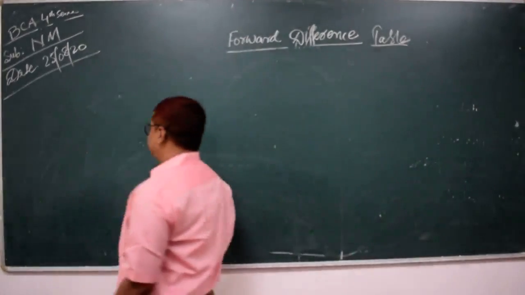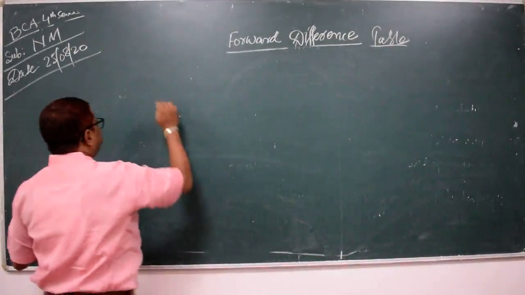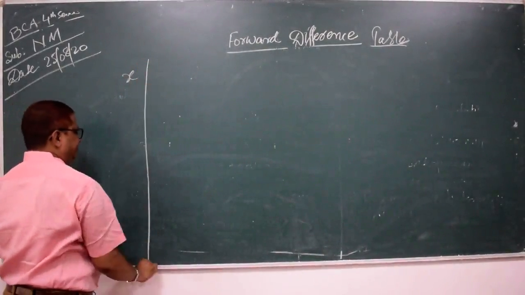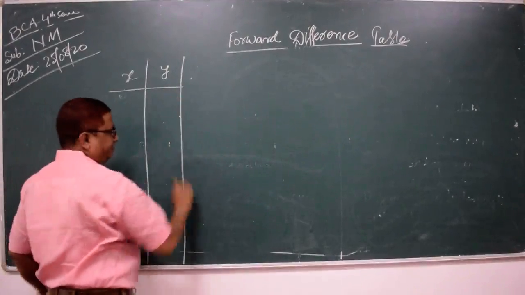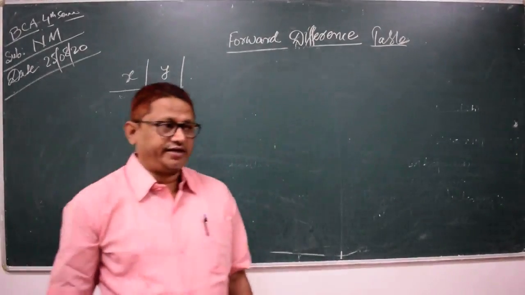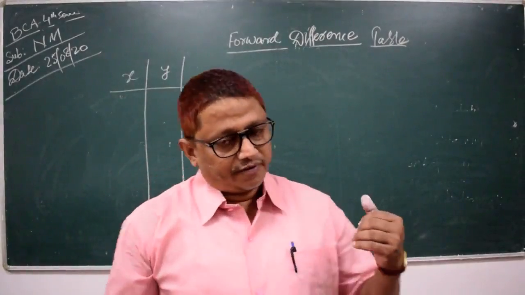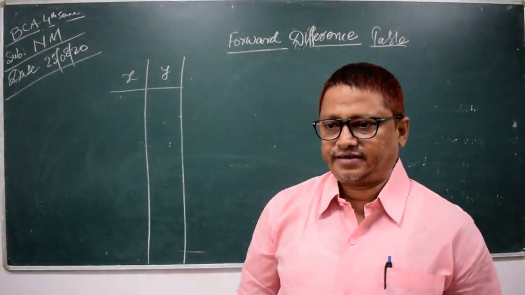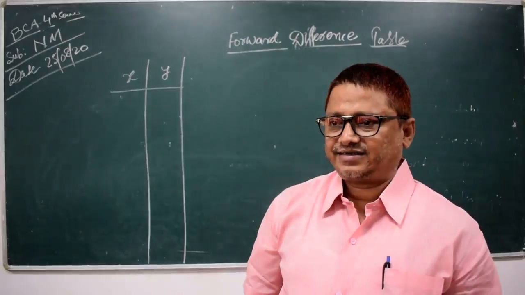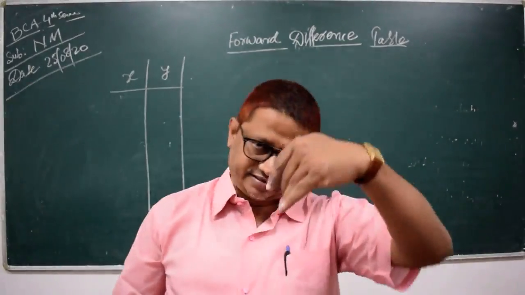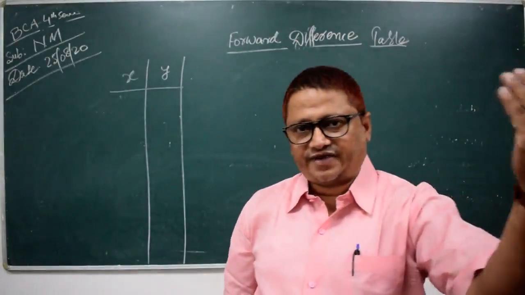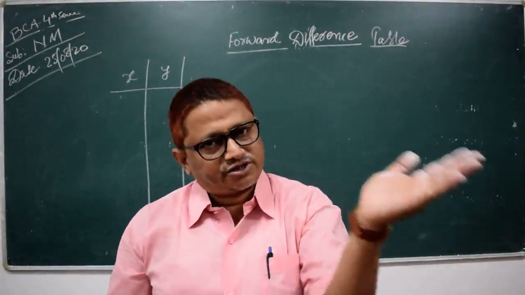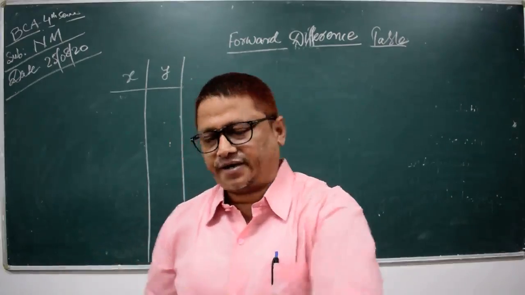Difference table. In this table, there are two values given, x and y. X and y are given in the examination in the form of a table. We already know that if the values of x are equal, then it lies in equal interval interpolation. If the values of x are not equal, then it goes to the unequal part.